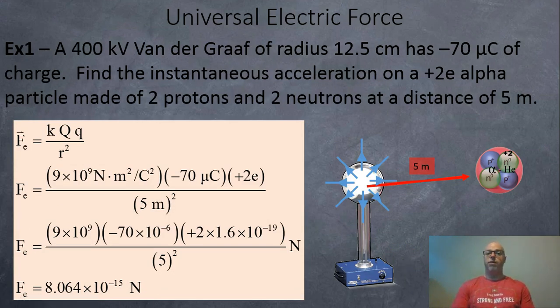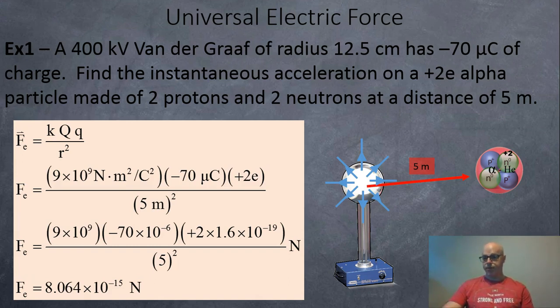So here we have a 400,000 volt Van de Graaff generator with a radius of 12.5 centimeters, and it's providing negative 70 microcoulombs of charge. Find the instantaneous acceleration on a positive 2e alpha particle, which is made of 2 protons and 2 neutrons, at a distance of 5 meters.